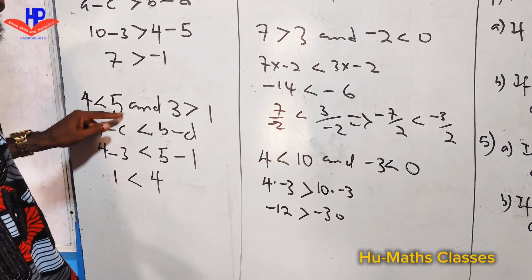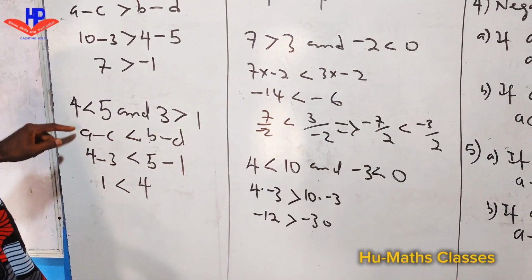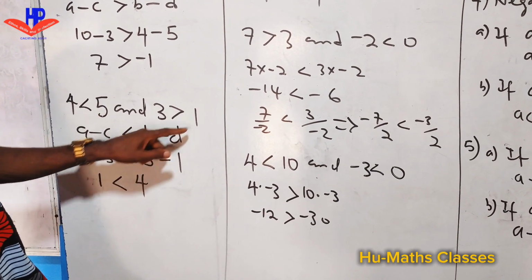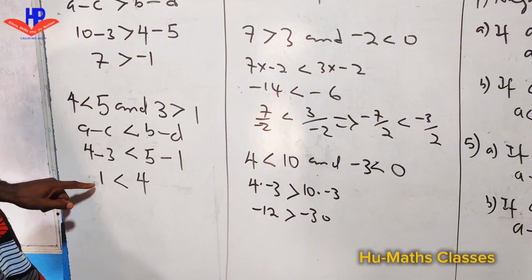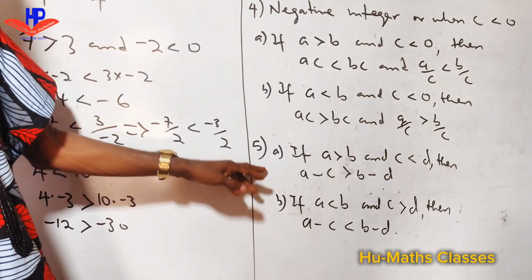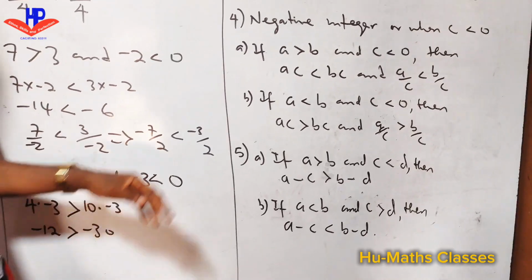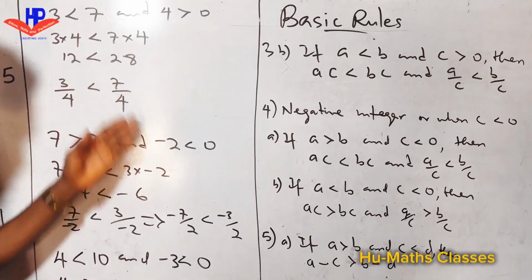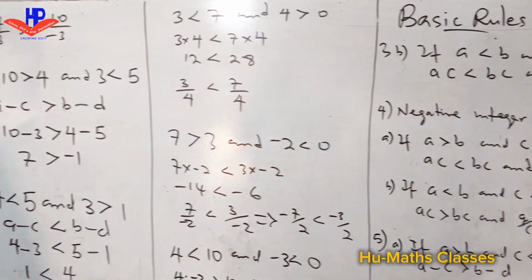4 less than 5 and 3 greater than 1. So 4 take away 3 will be less than 5 take away 1. So we have 1 less than 4. So the fifth rule is correct, the fourth rule is correct, and the continuation of the third rule, which is b, is also true. So we have the problems solved to help us prove those rules that are stated.